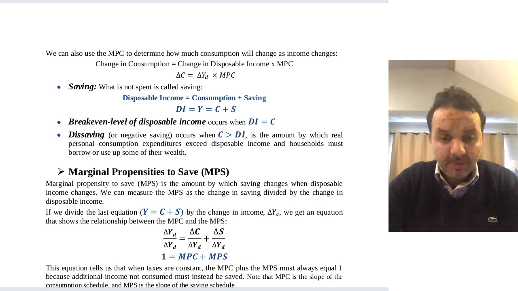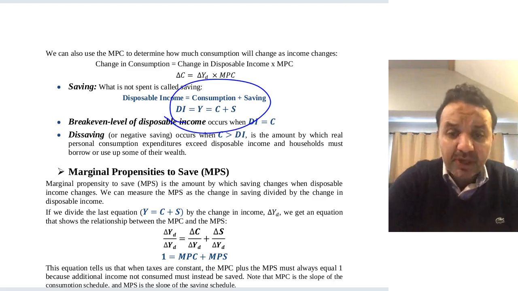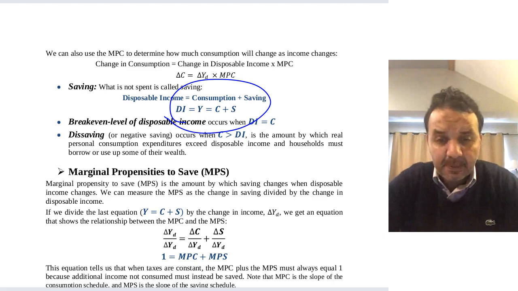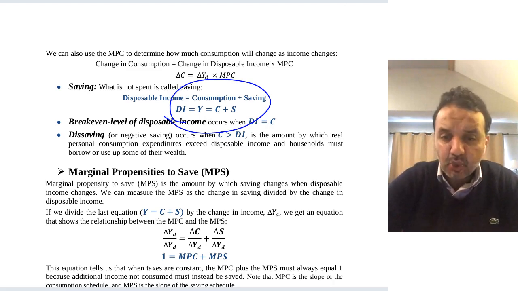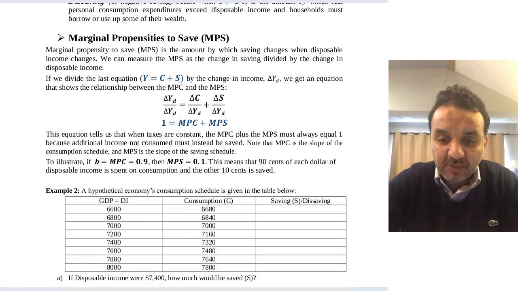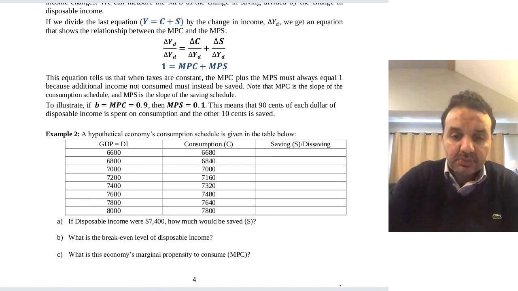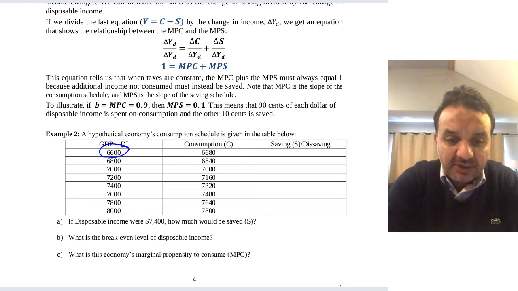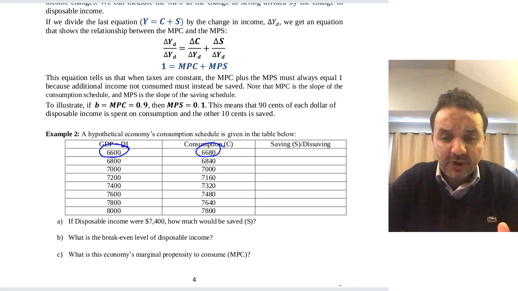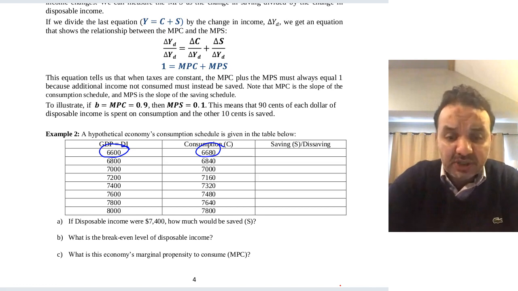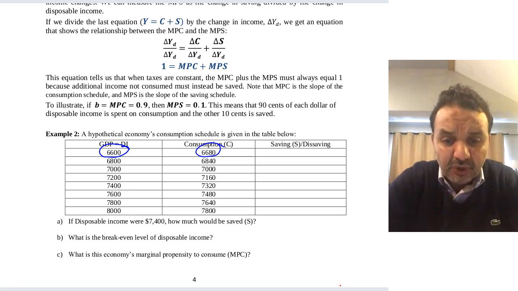Okay, we have another formula, which is: disposable income equals consumption plus saving. What does this mean? Let me explain this formula using an example just to make it easier for you. Let's say your income is 6,600 and you spend 6,680 on consumption, like paying your bills, rent, gas, whatever. So what is the difference? Your consumption is more than your income, so your saving equals negative 80.